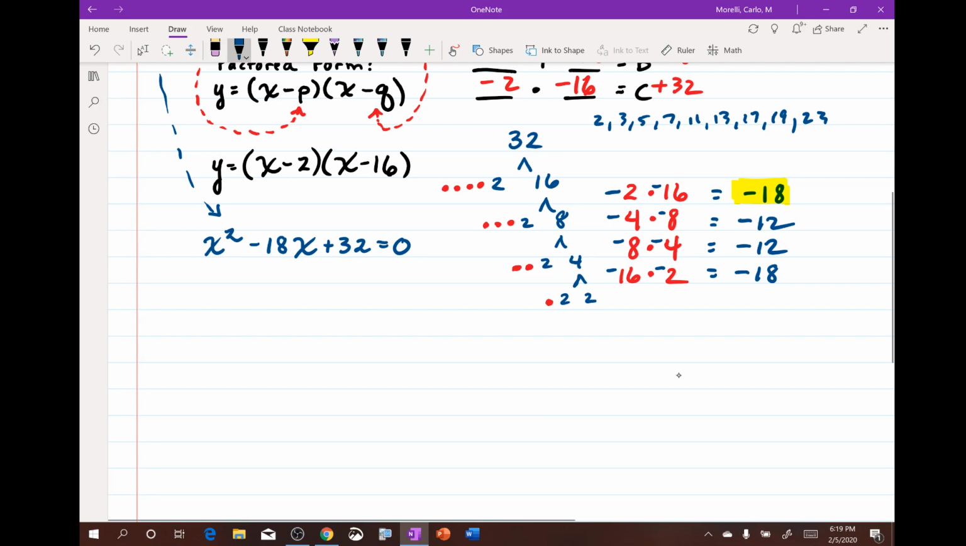Okay, so this is the part where we're going to check our answer, or answers. And now, what I want you to do is replace the x with parentheses. So it looks like this. Open parentheses, close parentheses, squared, minus 18, open parentheses, close parentheses, plus 32 equals 0.